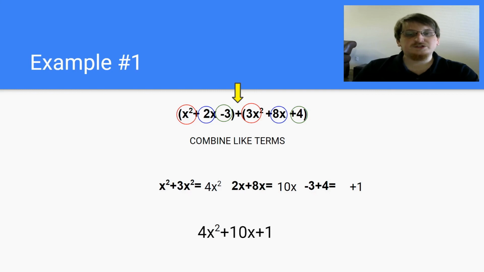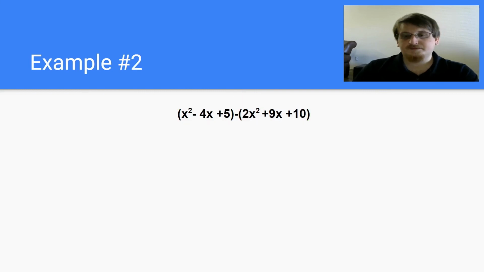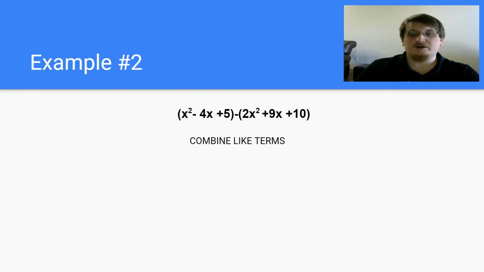Now, let's do an example where we're subtracting. X squared minus 4x plus 5. Then we're going to subtract that from 2x squared plus 9x plus 10. Again, we combine like terms. We match up all of our x squared terms, our x terms, and our pure numbers. I'll give you a moment to pause the video and match them up.